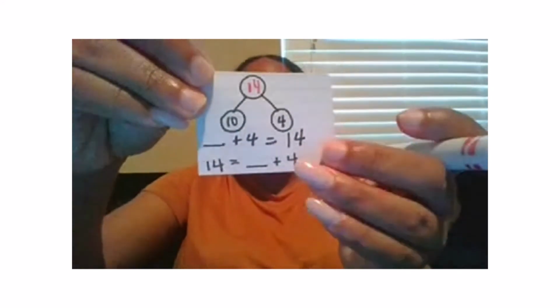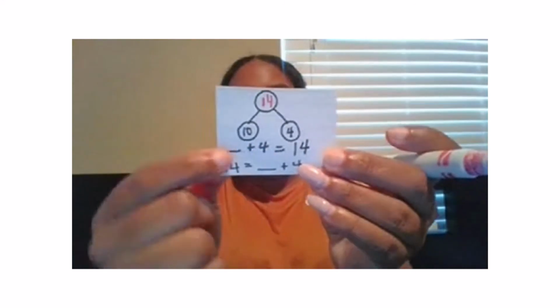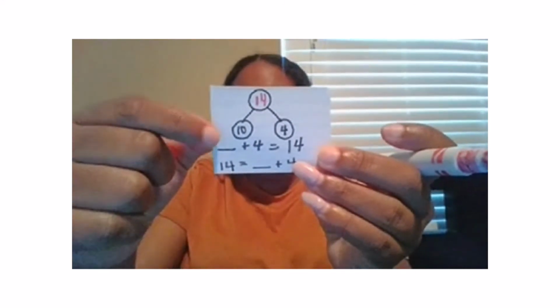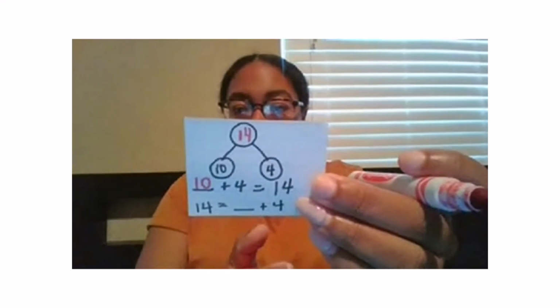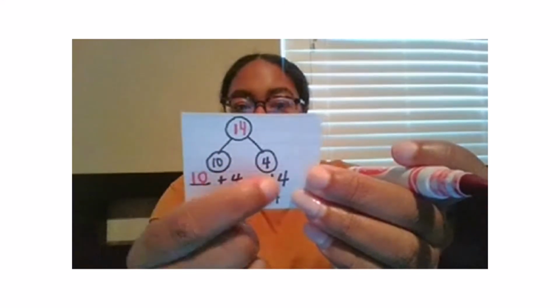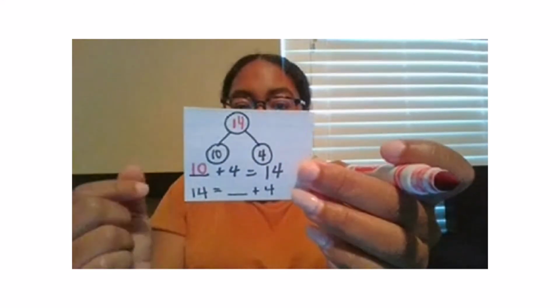All right. So now I have my equations right here. I have my 4 right here. What is my part that's missing? 10. Okay. So I have my 10 and my 4. 10 plus 4 is 14. Or 10 and 4 is 14. So you have your 2 parts that are joined together to make your whole.